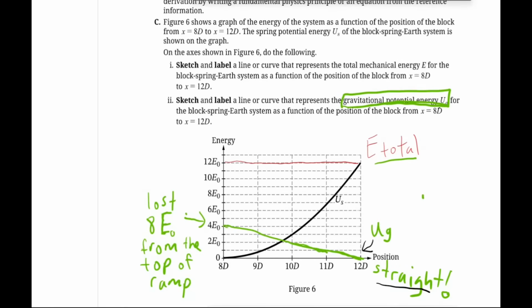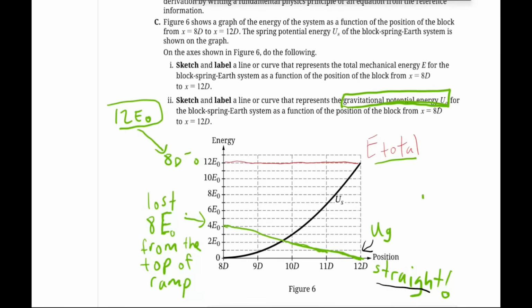Now, each time the spring gets compressed 1 unit, it's saying it's 1d, I guess. So from 8d to 9d to 10d, it is decreasing its height by 1 unit as well. So it is a linear decreasing curve. So it's going to start from 4E. I know that because it started with the full 12 of energy, and then if it slid down to the 8d position, it would drop 8 units of energy.